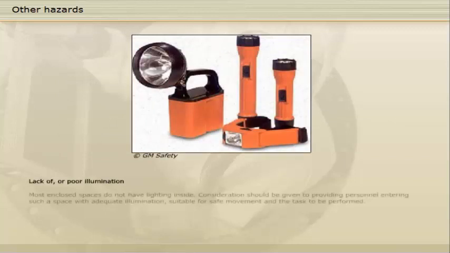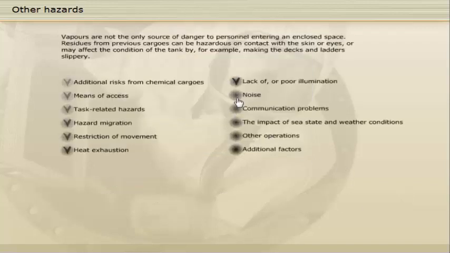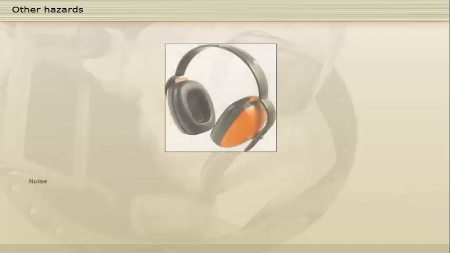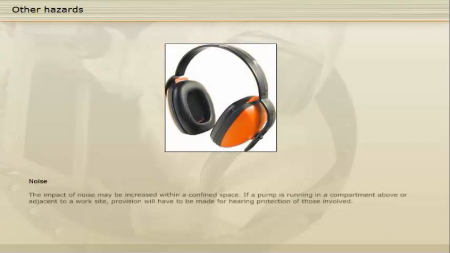Most enclosed spaces do not have lighting inside. Consideration should be given to providing personnel entering such a space with adequate illumination, suitable for safe movement and the task to be performed. The impact of noise may be increased within a confined space. If a pump is running in a compartment above or adjacent to a work site, provision will have to be made for hearing protection of those involved.